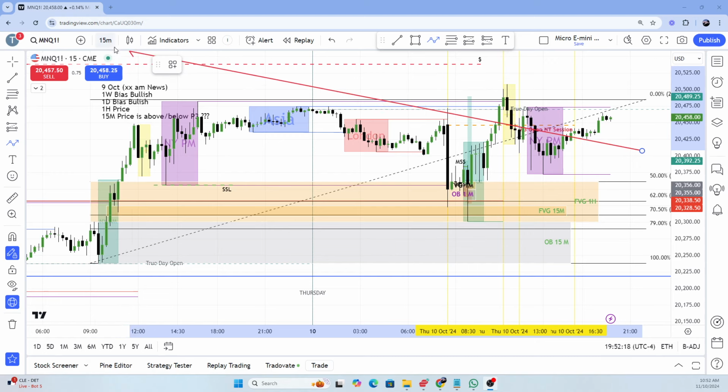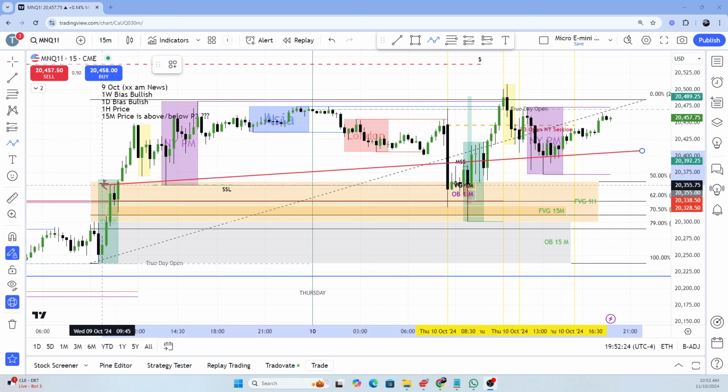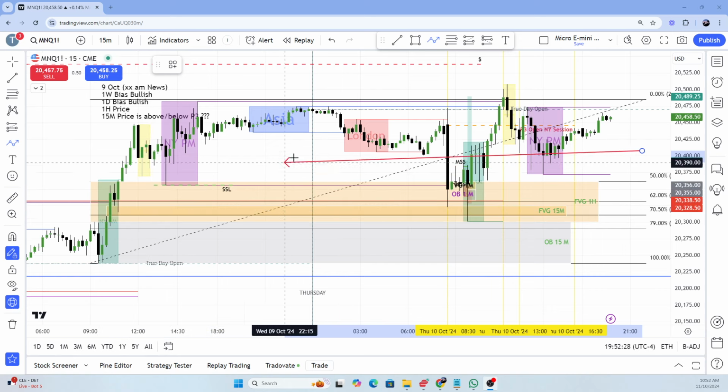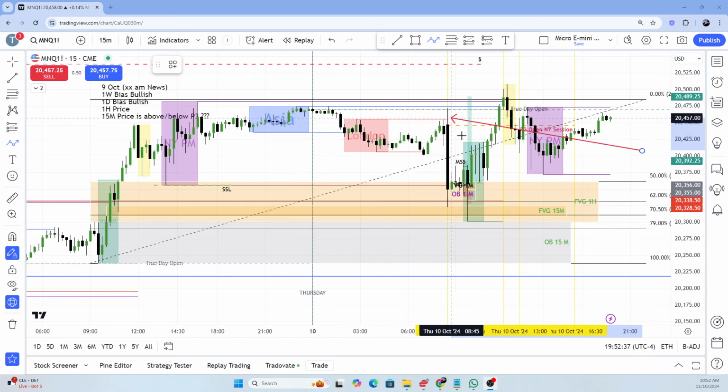Okay, so now we are in the 15-minute chart. The same price action we discussed in the 1 hour chart, the 1 hour fair value gaps and the order blocks, you could see over here. But now that we are in the 15 minutes, we don't need to look at all of these. We can just focus around this area where the New York Open is happening. So we will now zoom into this area.